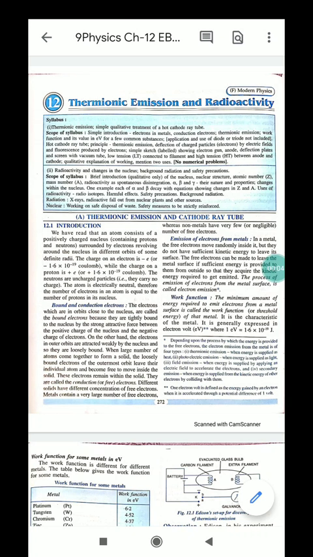We are doing physics class 9 chapter number 12. Today we will start chapter 12, thermionic emission and radioactivity. So what do you know about thermionic emission and radioactivity? And this falls in modern physics.